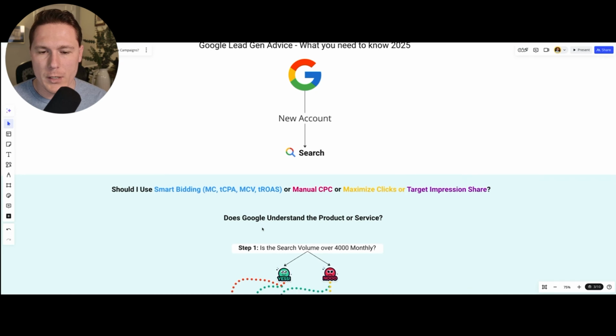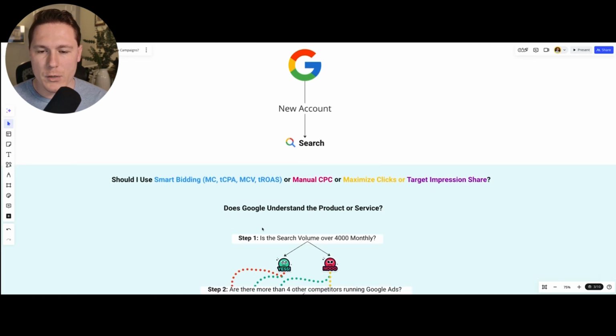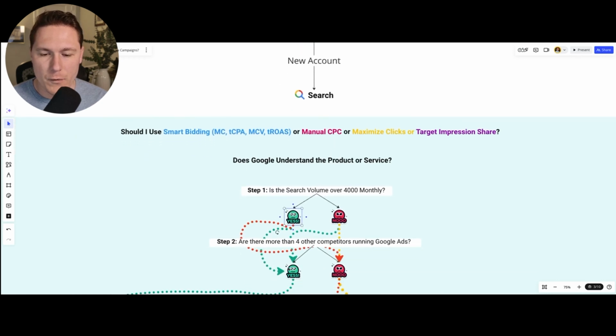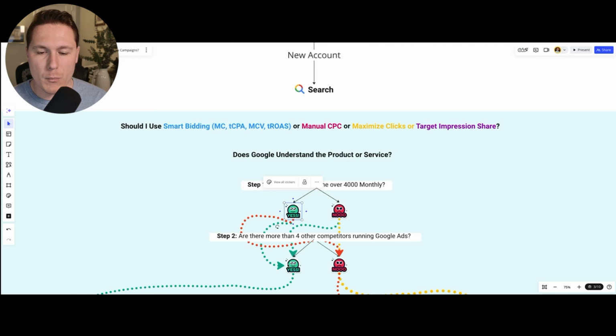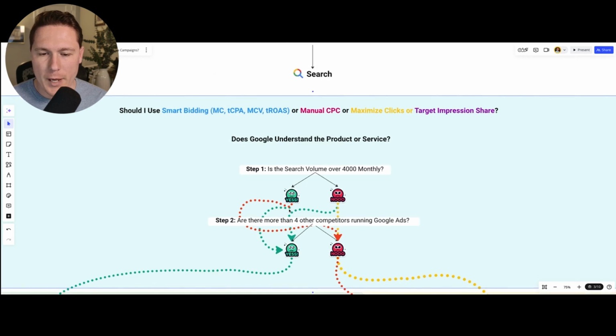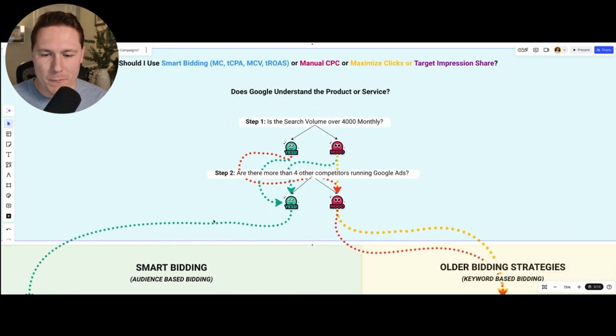But ultimately, you need to determine, does Google understand the product or service? The way to do that is, when you're in Google Keyword Planner, is the search volume over 4,000 monthly? If it's yes, then you can move on to the next question: are there more than 4 competitors running Google ads? If both of these are yes, then you can follow this path.